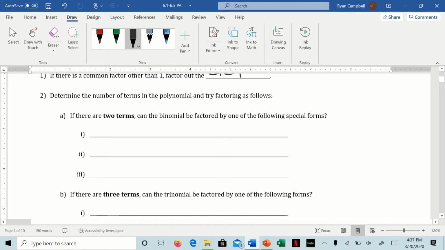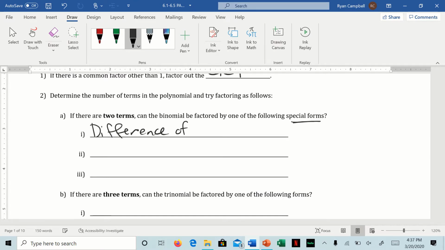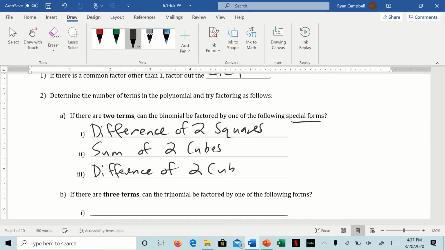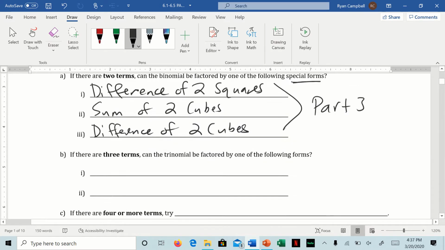If you have 2 terms, this is going to be potentially one of our special forms. That could be either the difference of 2 squares, the sum of 2 cubes, or the difference of 2 cubes. All of that was in the video part 3. If you want to refresh your mind on how to do that, that's all in part 3. So that's for 2 terms.